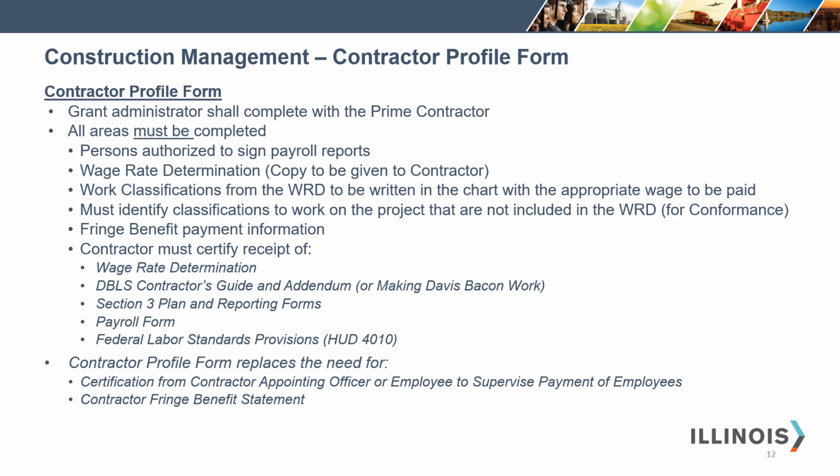Please have the contractor include any person who is authorized to sign the payroll reports. In the event that one person is unable to do so, there is a backup. You will use this form to verify information when reviewing your payrolls. The wage rate determination, a copy must be given to the contractor. The work classifications from the wage rate determination must be written into the chart with the appropriate wage to be paid. You must identify the classifications to work on the project that are not included in the wage rate determination.